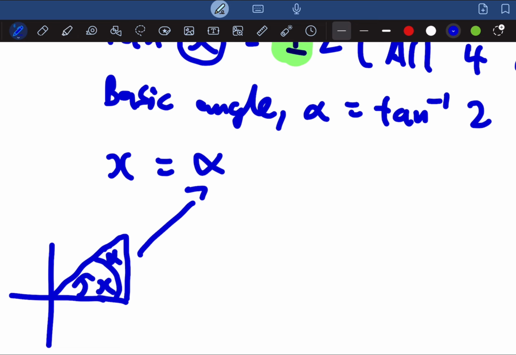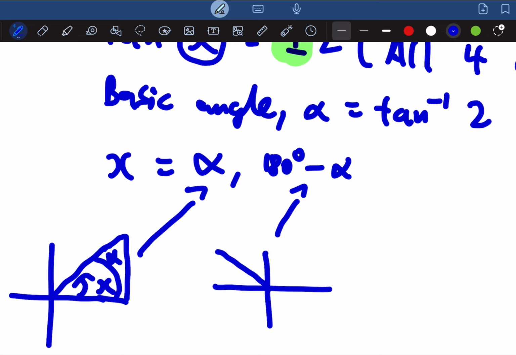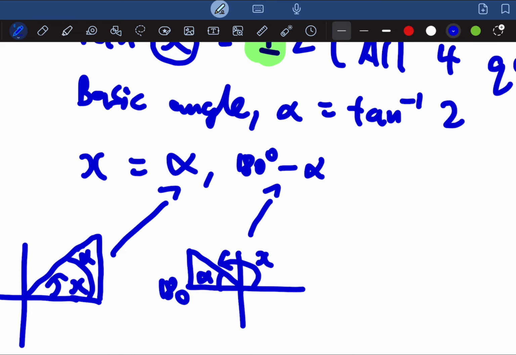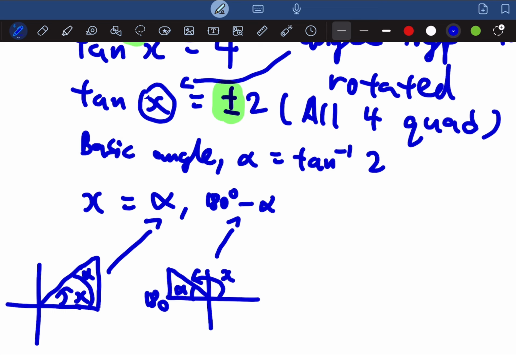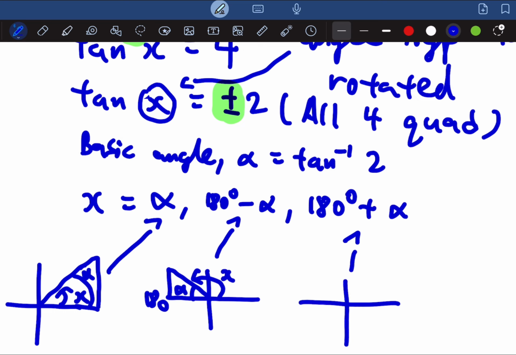Then my second quadrant will be 180 minus alpha. Why? The right angle triangle is in the second quadrant now. Here is x, this is the angle you need to find, and the angle that the hypo forms with the horizontal line is alpha, and here is 180. So that's why x is 180 minus alpha. Then third quadrant, 180 plus alpha. Why? Because this hypotenuse is in the third quadrant.